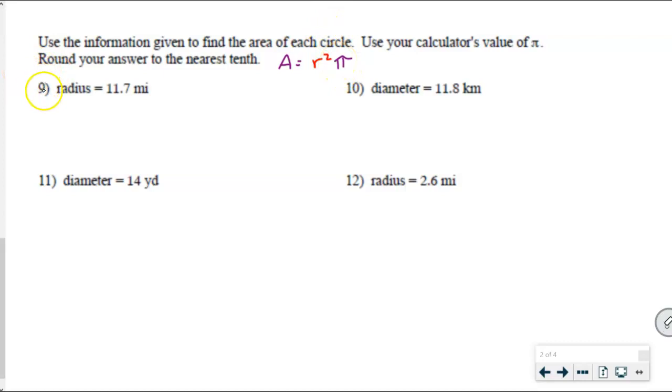So a problem like number 9 should be easy, because what is the information that I'm giving you? The radius. So all I need to do is take the information that it gives me and plug it into that formula. Area is equal to the radius squared times pi. Here's the radius. The radius is 11.7, which is going to be squared, and then multiplied by pi. And you have calculators, so we can type that in.